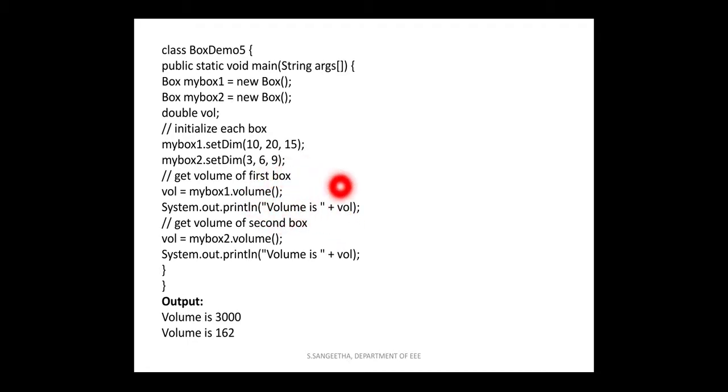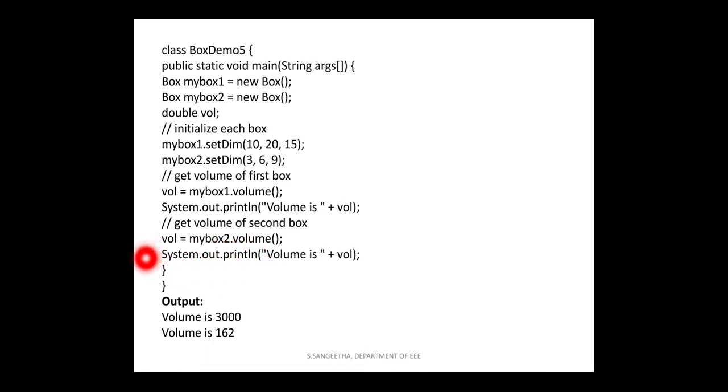Next you have to calculate the second instance box value. Get volume of second box. Second box volume, vol is equal to mybox2.volume. Next you have to print the output of the second box value. So second box value means what will be the width, height and depth, 3 into 6 into 9, which will be 162. That will be calculated by using the second box value, vol is equal to mybox2.volume.